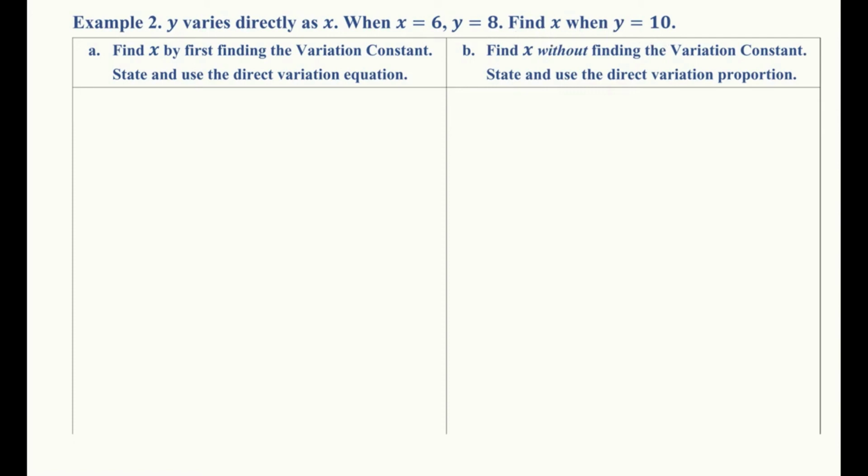I usually like to gather all that information in a table because it makes it easier for me to access it. So I can see when x is 6, y is 8, and we're trying to find x when y is 10. So this is the scenario. The question mark is what we're solving for. All right, so in the first case, we want to do this by finding the variation constant first.